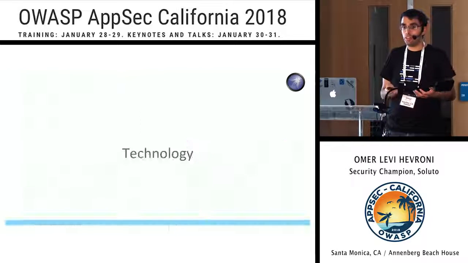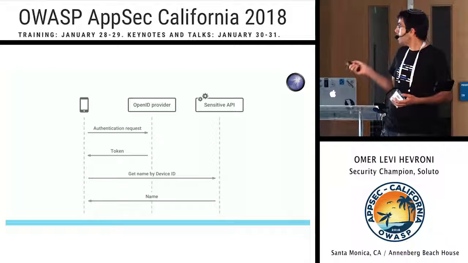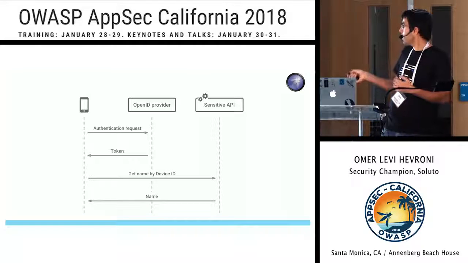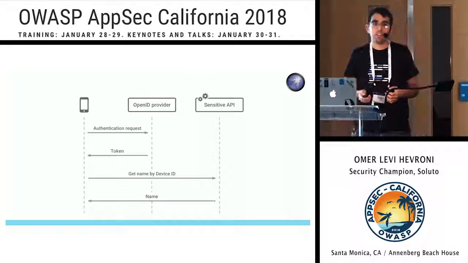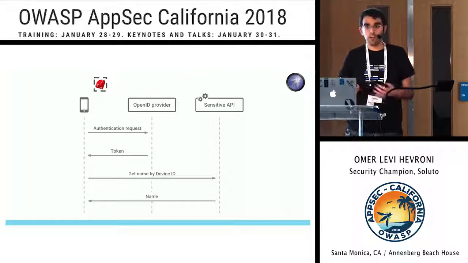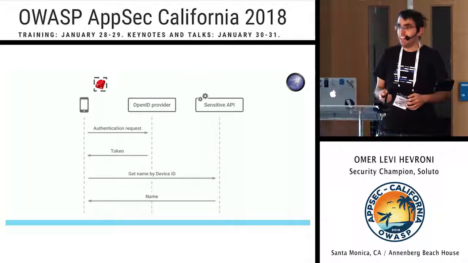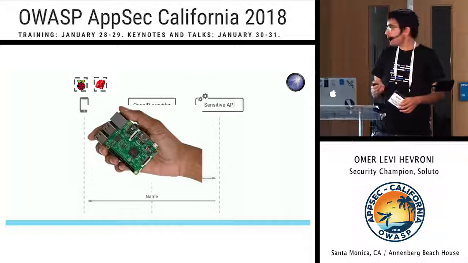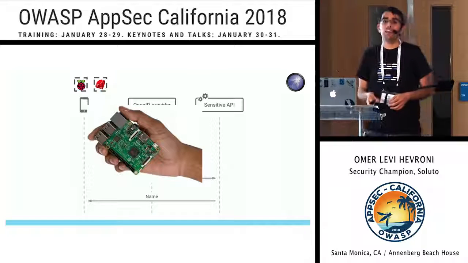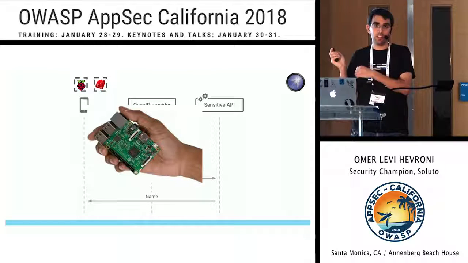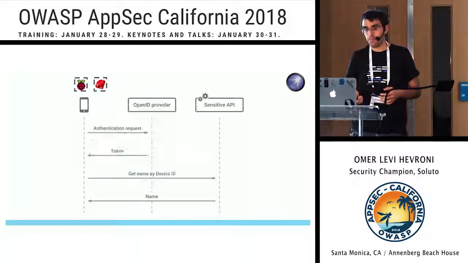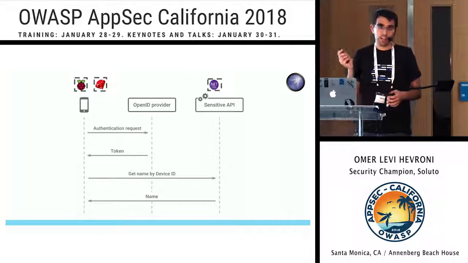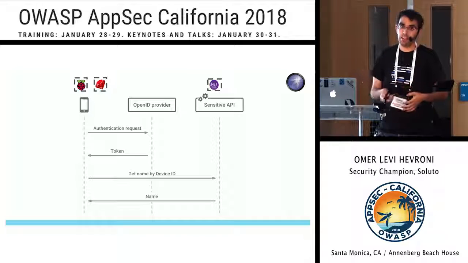Now let's talk a bit about the technology of the demo. I said we have three participants: the device, the OpenID provider, our authentication API, and the sensitive API. The device is written in Ruby because it was the easiest for me. I know most people don't like Ruby, but I like it. And it's running on a Raspberry Pi. If you never saw a Raspberry Pi, it's this small computer. The Raspberry Pi is here just to simulate an IoT device. The sensitive API is written in .NET Core, again, for simplicity.